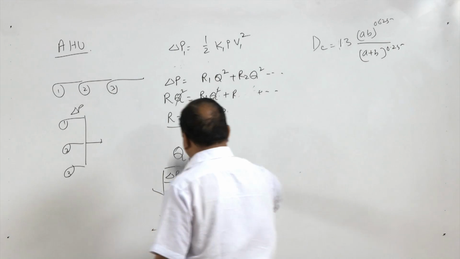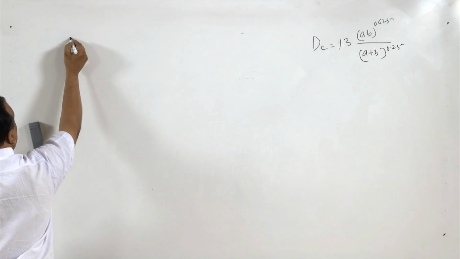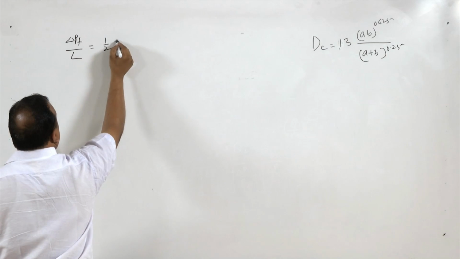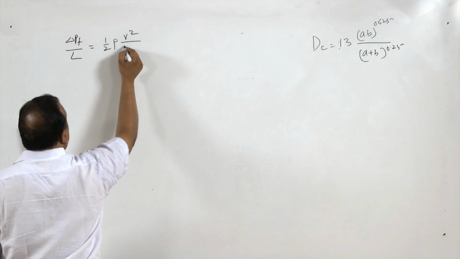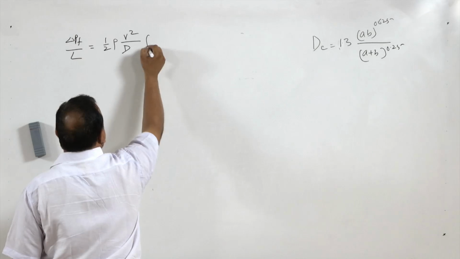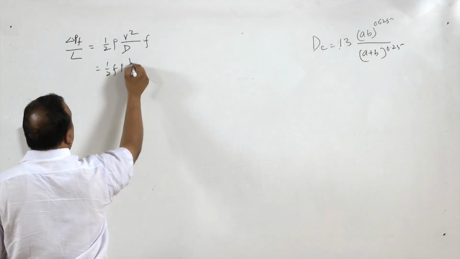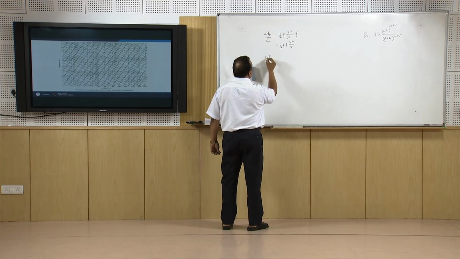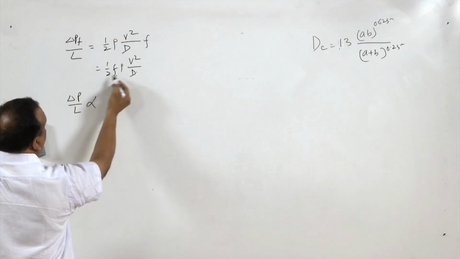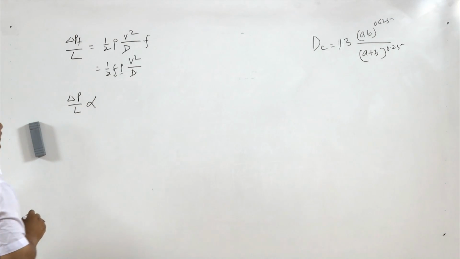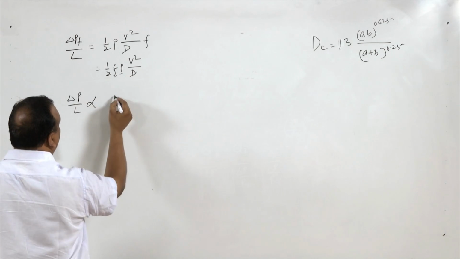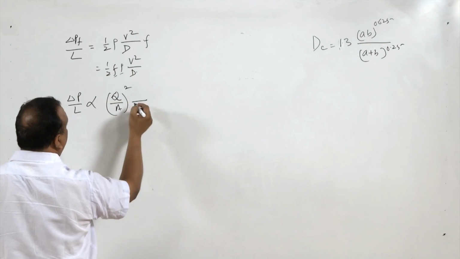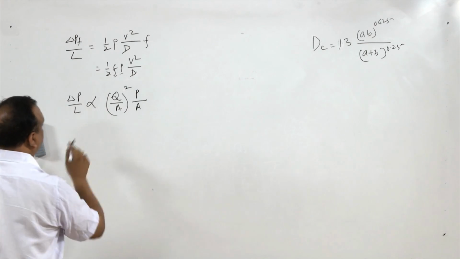Right. In this case, if we take friction loss in a duct, then it is equal to half rho V square by D multiplied by f, the friction coefficient, and that is equal to half f rho V square by D. Now delta P upon L, if this friction is constant, is proportional to V square over D, and V square is nothing but (Q by A) whole square, and D, again we can take in terms of A and P, where P is the perimeter. This is proportional to the product of these two.